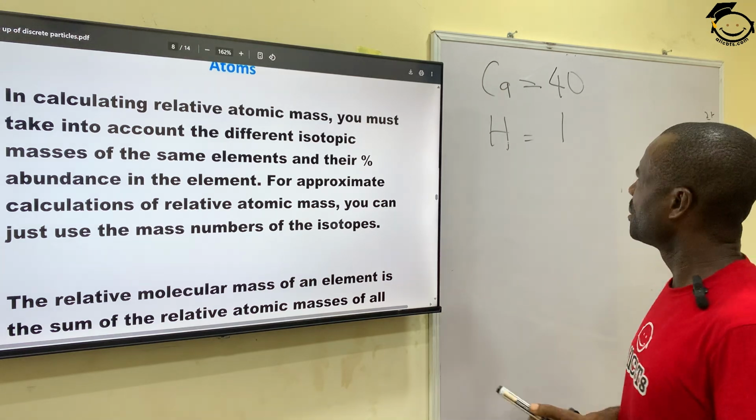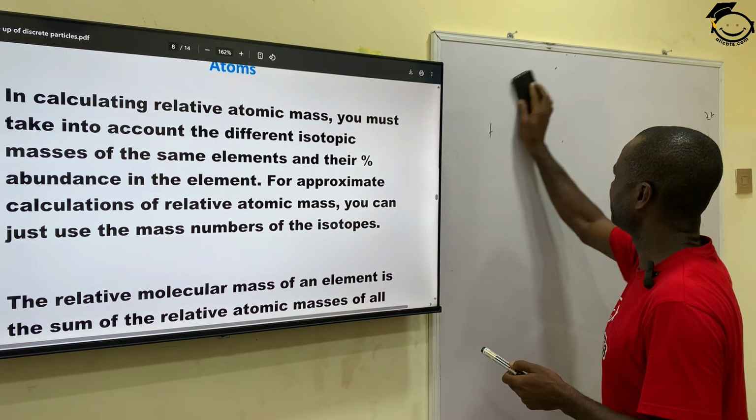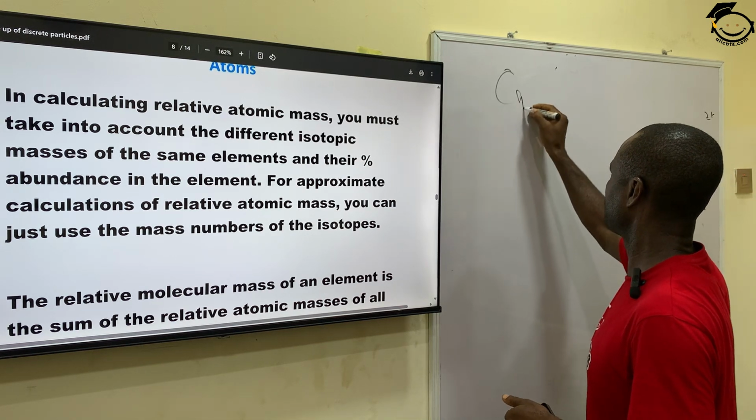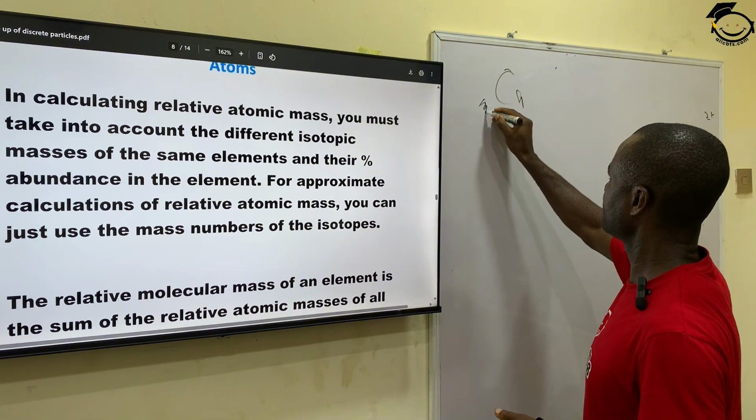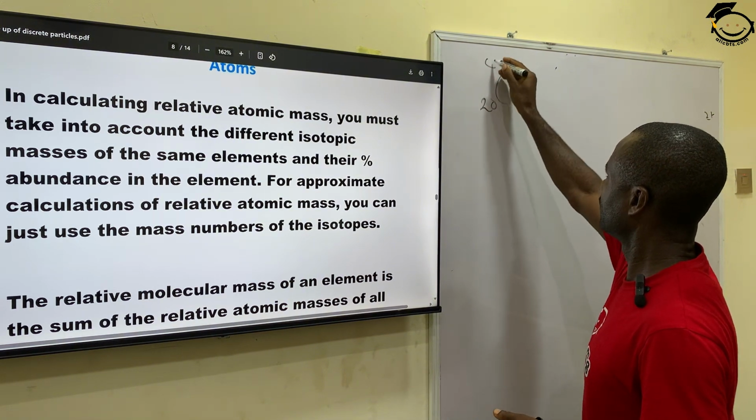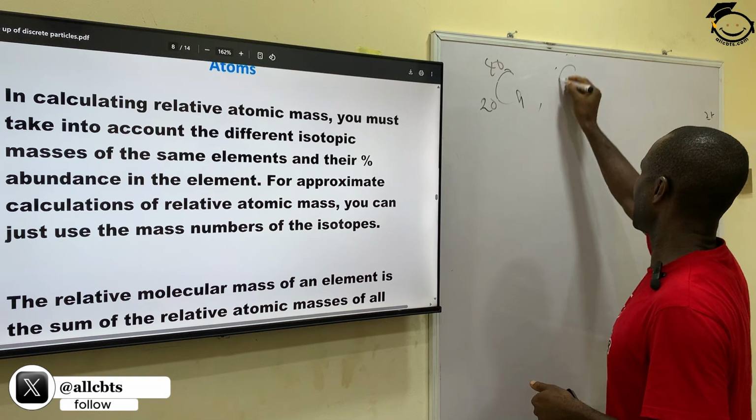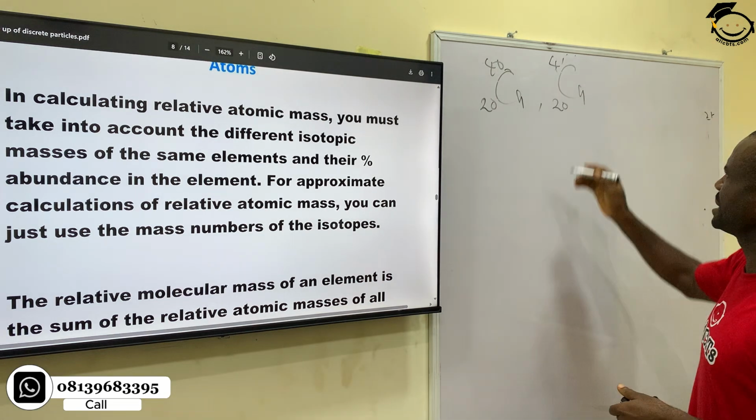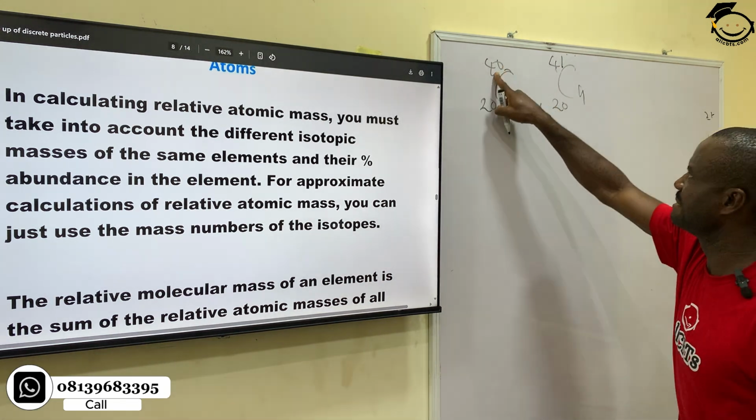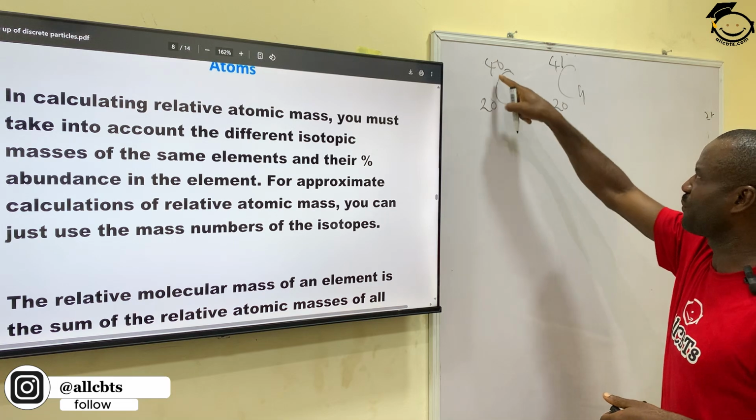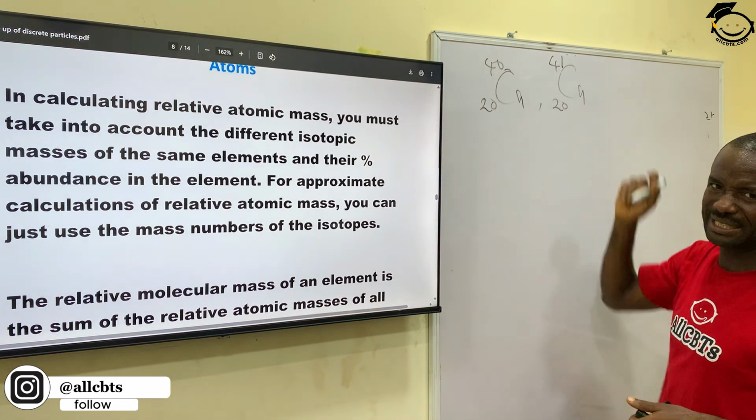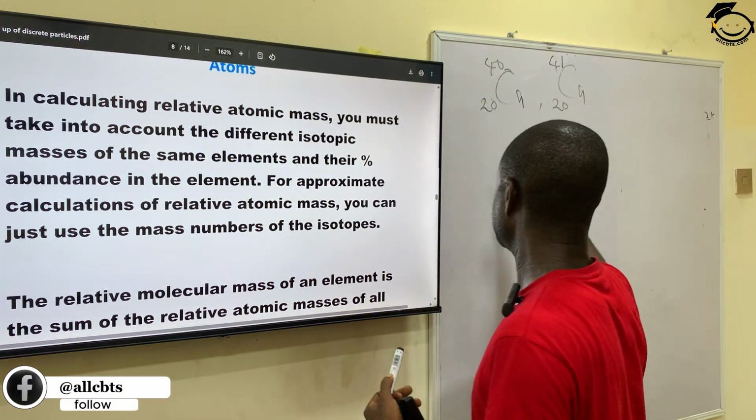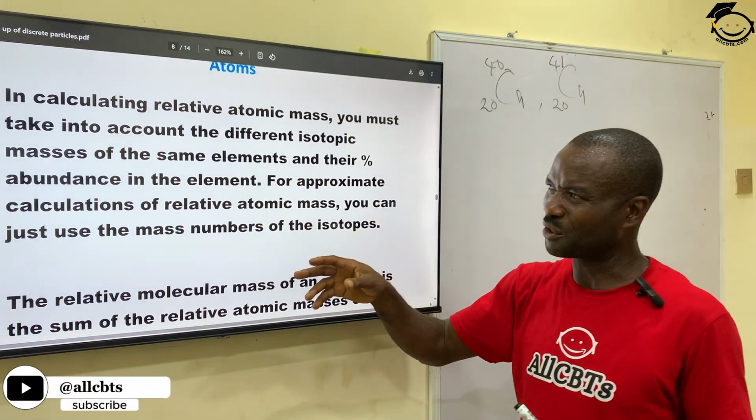So meaning calcium is 40 times heavier than what? Hydrogen. But what if we have calcium in different isotopes? For instance, we have calcium-40, and then we have another isotope, calcium-41. So does it mean we are taking the relative atomic mass of calcium as 40 or 41? Which one do we take? In this case, we find the average of the masses. That is how to determine the relative atomic mass of an isotope.